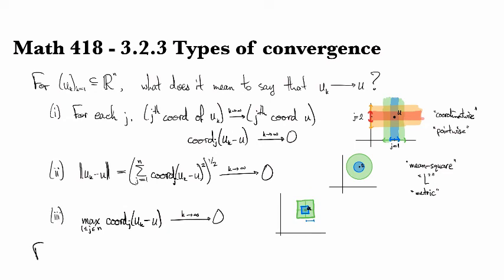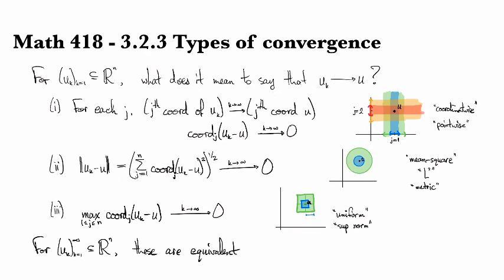But it turns out that if your sequence of vectors is in any finite dimensional space Rn, so n is finite here, right? Then these are equivalent definitions. Oh, and I forgot to say this last one is called uniform, or sometimes supernorm convergence. And so if we're in Rn, all three of these are equivalent.